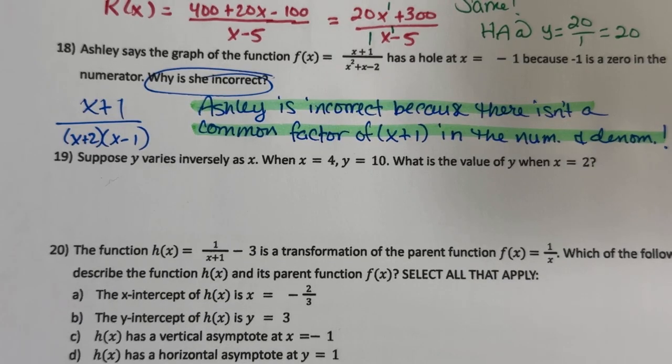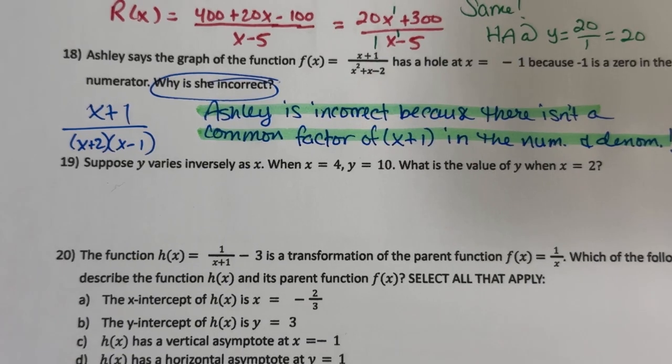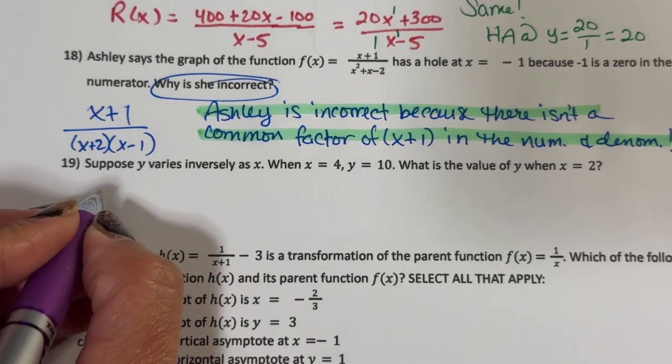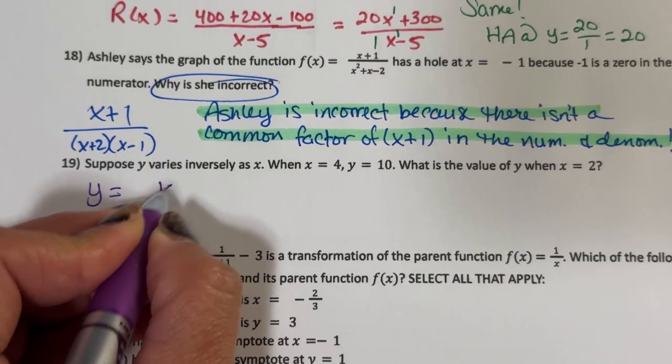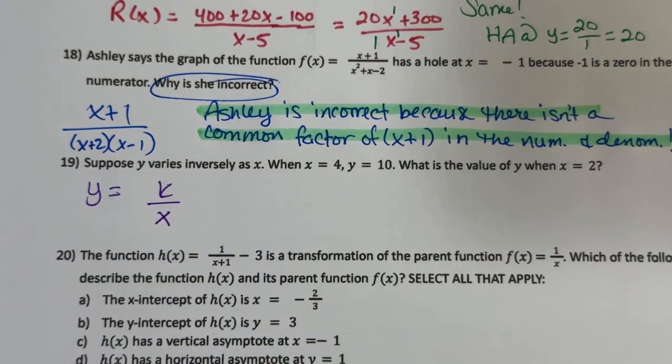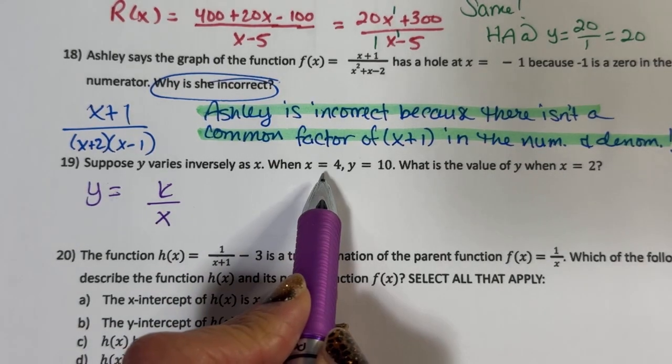All right, number 19, suppose y varies inversely. Ooh, this wasn't that long ago. y varies inversely as x. Okay, so remember that is the form y equals k over x. We learned that not that long ago. That was in 12.1. It says when x equals 4, y equals 10.